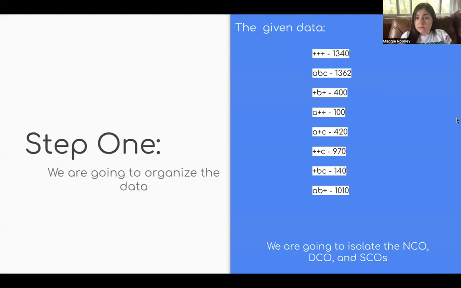So step one, we're going to organize the given data set. Over here on the right, you can see the given set of data. We're going to isolate the non-crossover, double crossover, and single crossover from this group. The non-crossover is going to be our two highest numbers, which is here at the top. Our double crossover is going to be the two lowest numbers, which we can just look at from here. And our single crossovers are going to be what's left. And the single crossovers are also going to be organized by highest and lowest remaining numbers.